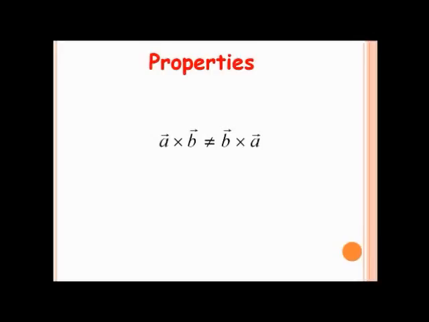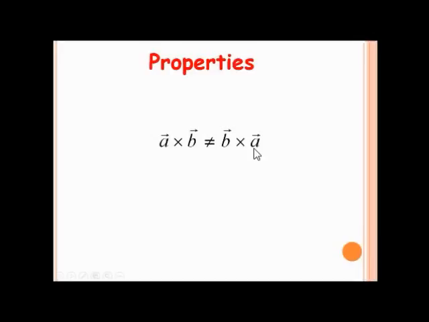Now there are some properties regarding cross product. Dot product is quite simpler, that is AB cos theta, and it doesn't have any such direction because it is known as scalar product. The most important thing is about the cross product. Now A cross B is not equal to B cross A.